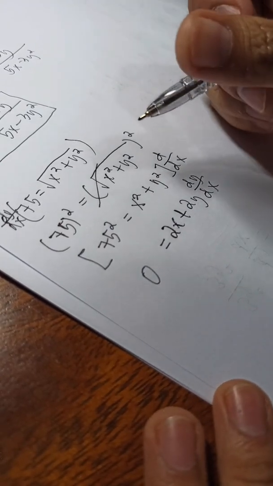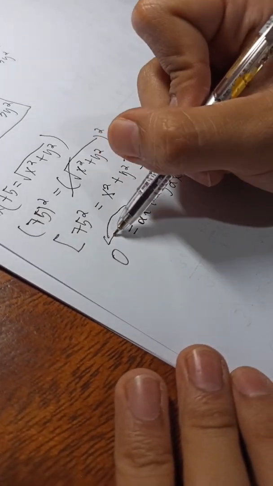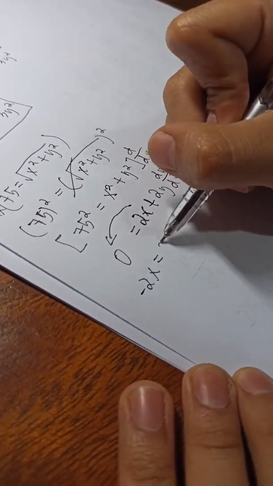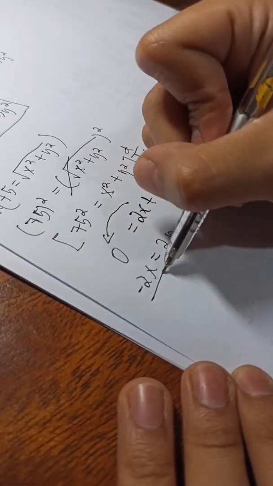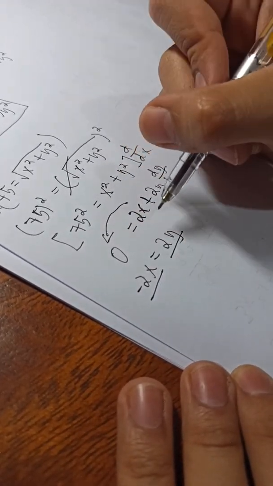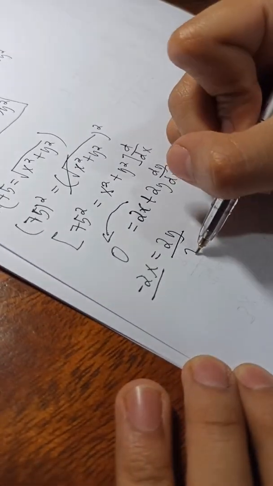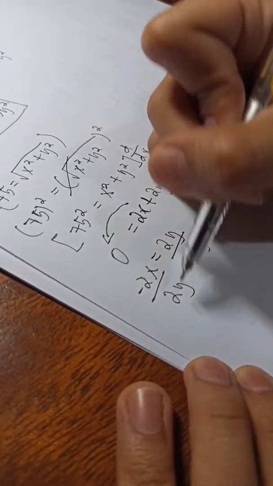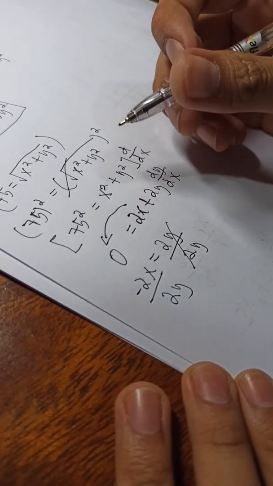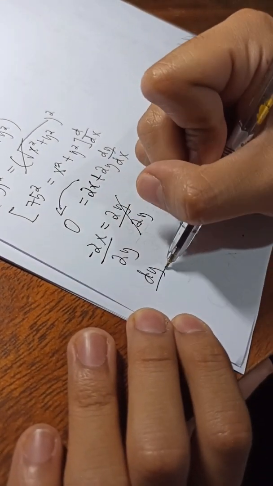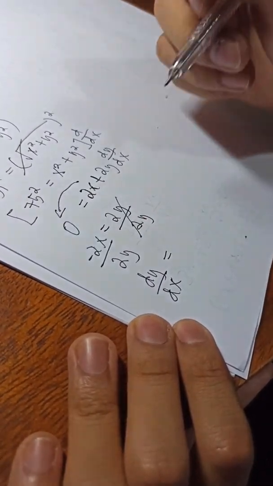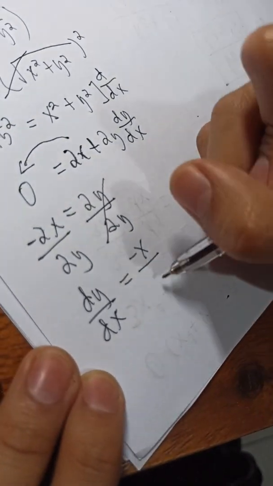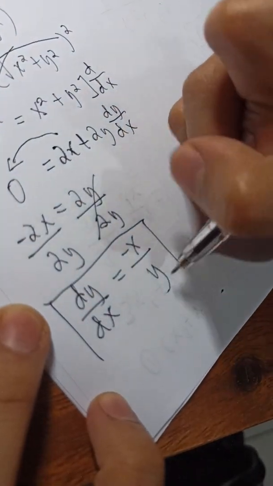So moving the 2x to the right, this will give us negative 2x is equal to 2y dy over dx. We need to cancel out 2y on the right side, so let's divide both sides by 2y. So this will be cancelled, and it will give us our final answer, which is dy over dx is equal to negative x over y. And this is our final answer.